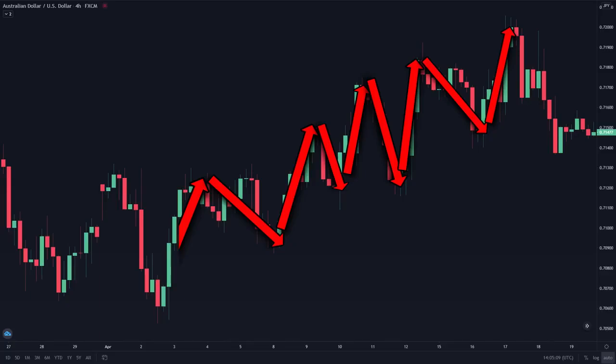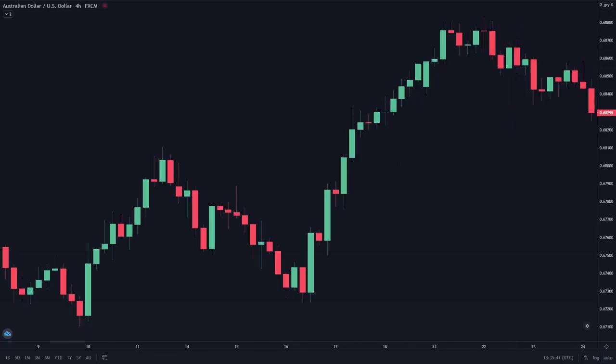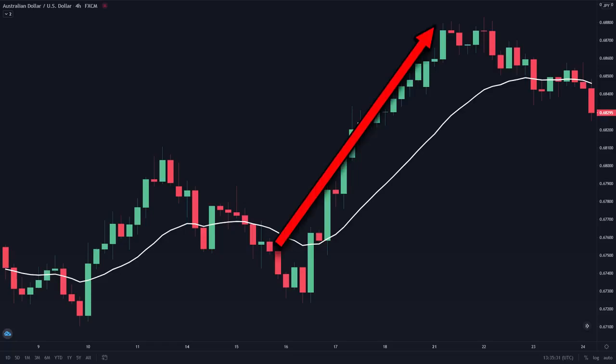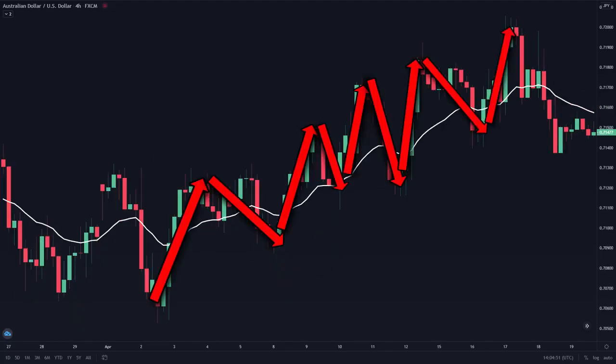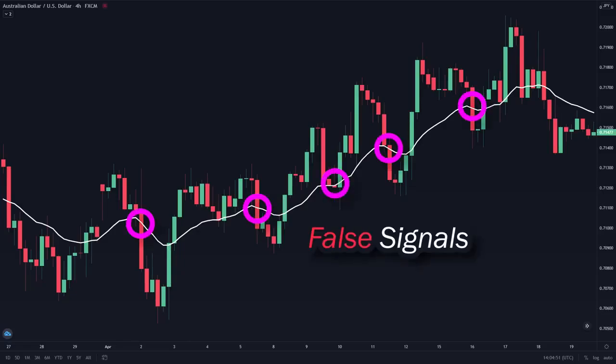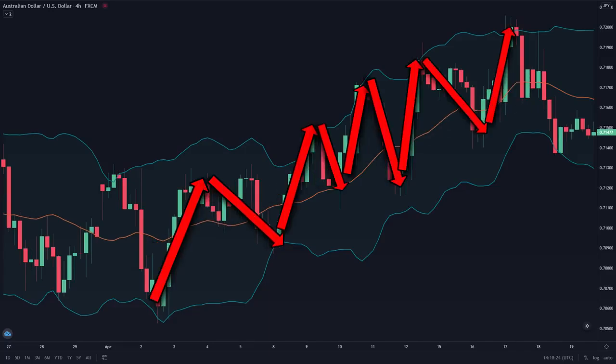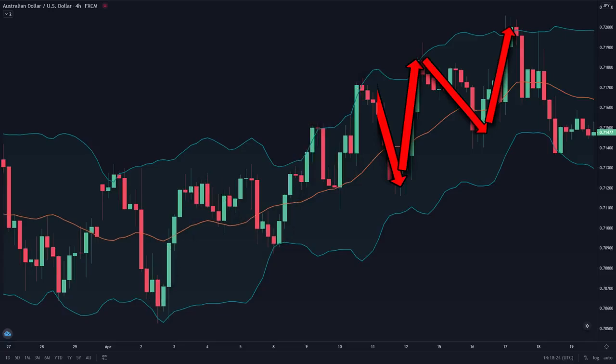Let me give you an example. Let's say you're using a normal trend indicator such as the 20 EMA. If the trends are moving in a straight line like this, then the 20 EMA gave a perfect signal. However, if the trend has pullbacks like this, it can be a huge problem because it gave so many false signals. So that is why the Bollinger Bands is a better indicator, because it can identify the direction of a trend while also taking these pullbacks into consideration. Hence, it can give you less false signals.